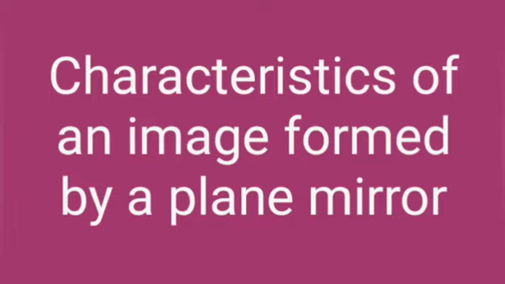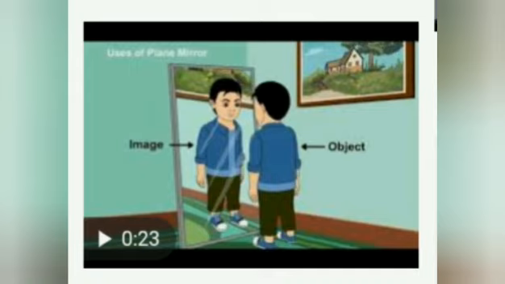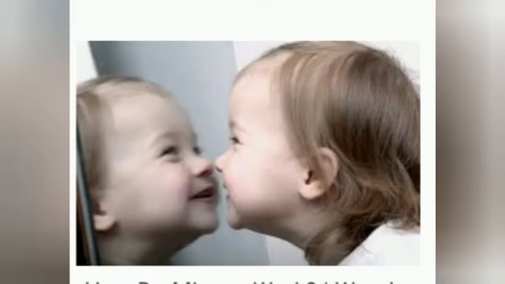Now, the characteristics of an image formed by a plane mirror. First one, the image formed by a plane mirror is of the same size as the object. For example, if you observe your own image in the plane mirror, it looks just like you and it's of the same size. The image formed by a plane mirror is always erect. Erect means सीधा बनना.